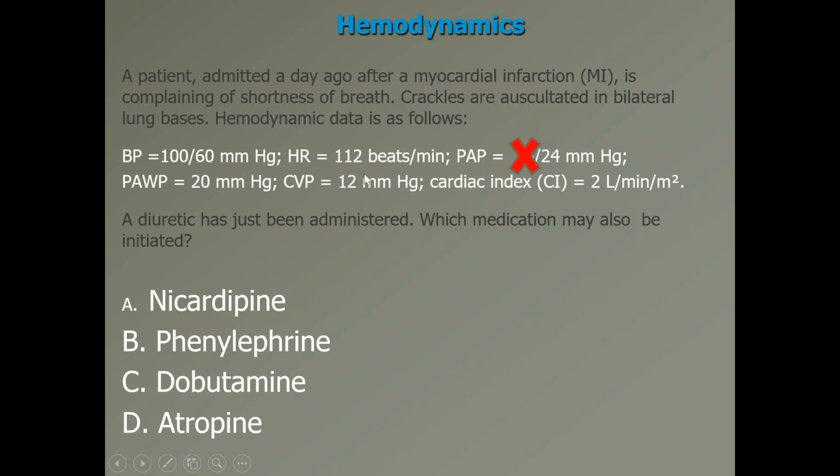It is greater than 12. The volume on the right side is high. And when we see that there is plenty of volume in the body, then we look at the cardiac index and it's low. The cardiac index, which is the cardiac output adjusted for size, should be 2.4, and it's low, it's 2.